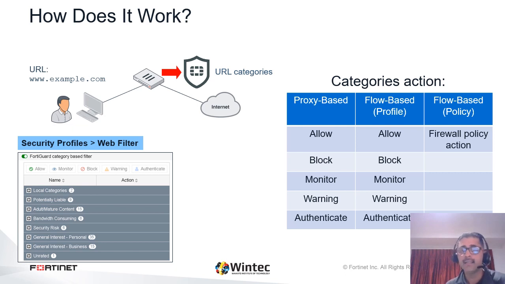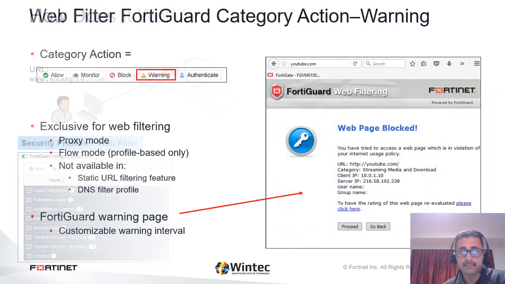So if you look at it here, the category actions are listed, and you can look at the basic actions that can be done on an individual category. Now, the actions available will depend on the mode of inspection. So if you're using proxy, you will be able to do allow, block, monitor, warn, or authenticate. Likewise for flow based, profile based. Now, flow based, when you're doing it on a policy basis, you can only use the specific policy action. The action will be defined by the firewall policy. Now, please be careful about this particular table. It's an important table for all of you to remember.